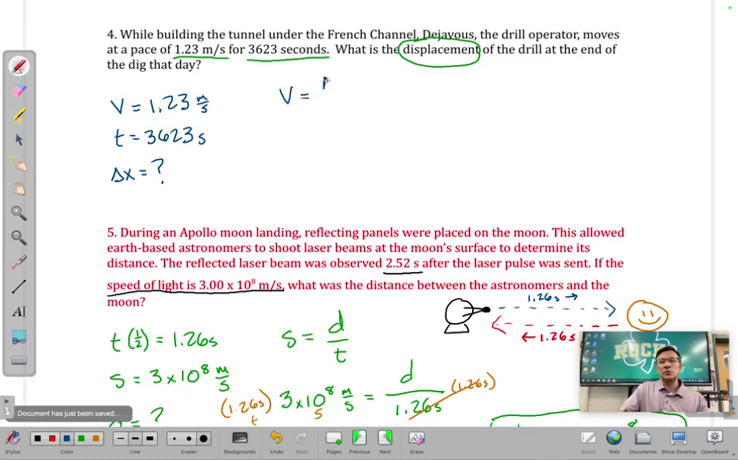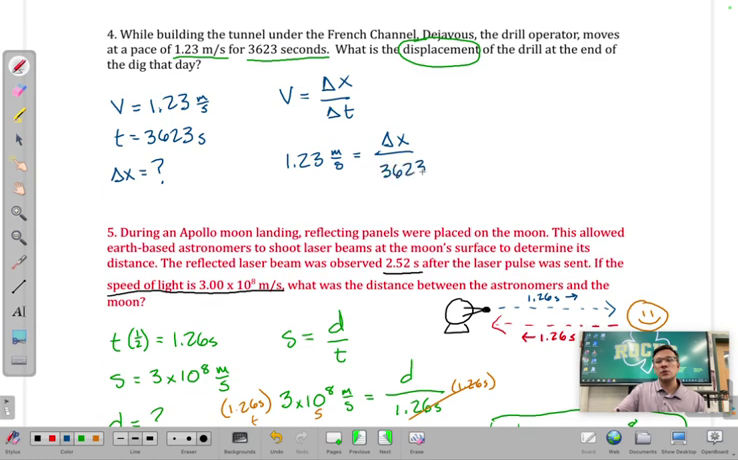Velocity is equal to displacement over time. And remember, if delta t is written in here, it just means the change in time. Once again, I don't care if you put the numbers in and then rearrange the equation or rearrange it up front. But I'm going to go ahead and plug them in. So 1.23 meters per second is equal to the displacement divided by 3,623 seconds.